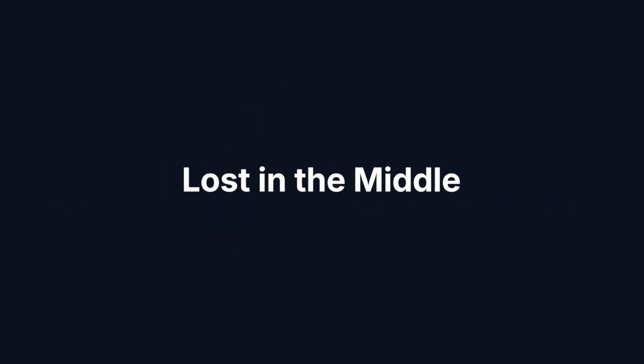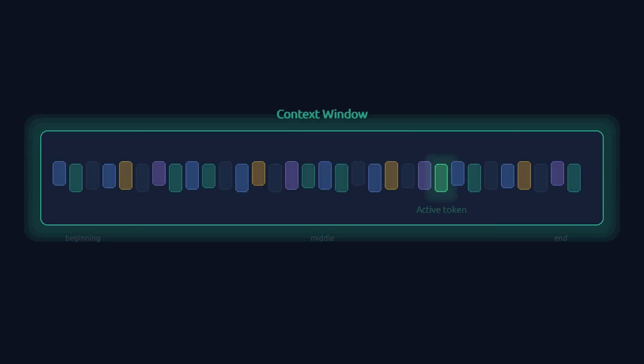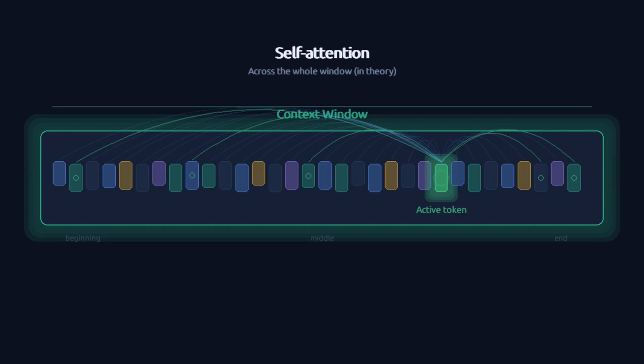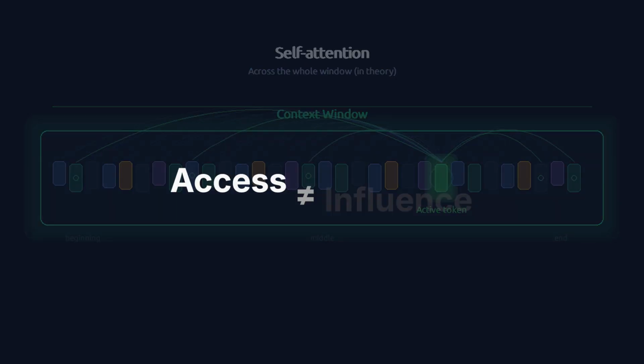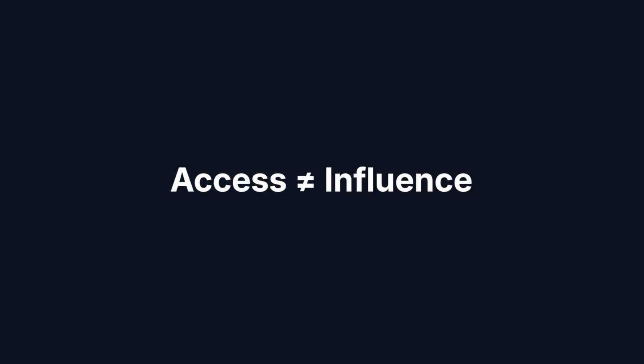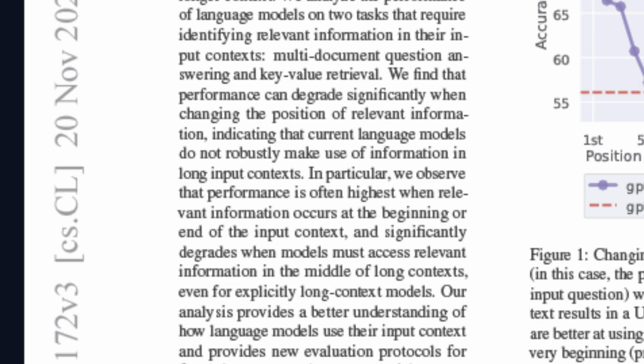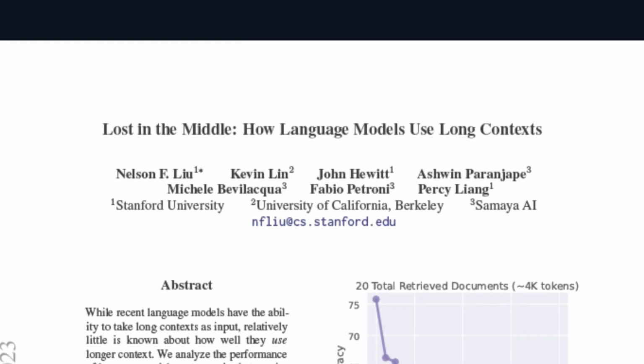The second issue is often called lost in the middle behavior. In theory, self attention lets tokens interact across the whole context window. So the answer is not far away in a simple distance sense, but access is not the same as influence. In practice, models can sometimes use information more reliably when it appears near the beginning or the end of a long context. And this paper that you see right here proves that.